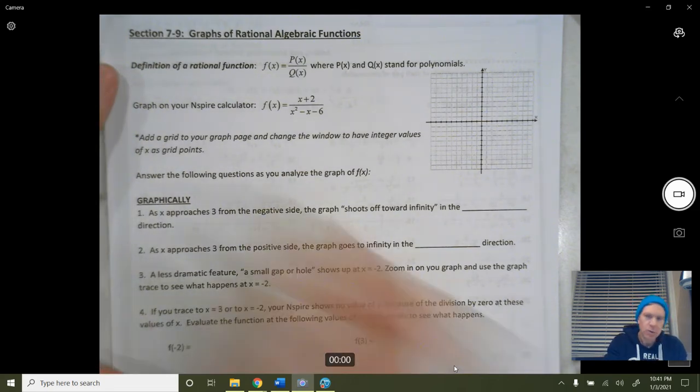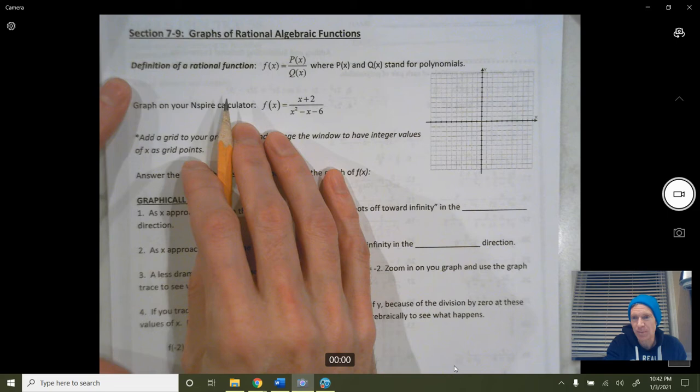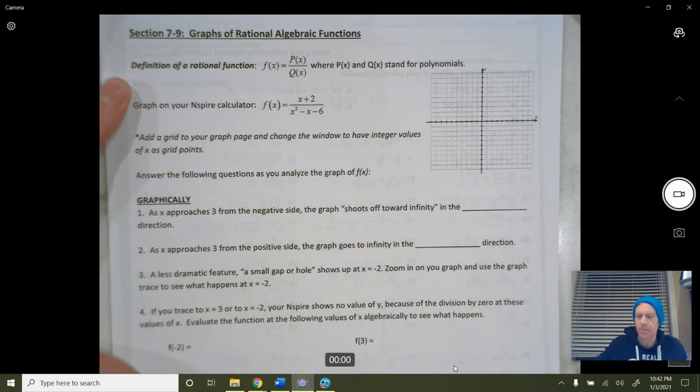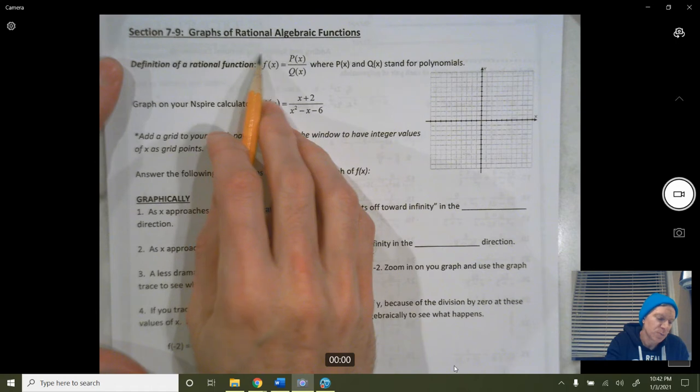Okay, so I'm going to go through these notes. This is on page 202 of your packet. You probably don't have the packet yet, but we will send this out to you. There's a link to it on your assignment sheet. You can either just follow along with what I'm doing, or print that one page out. Okay, graphs of rational algebraic functions.